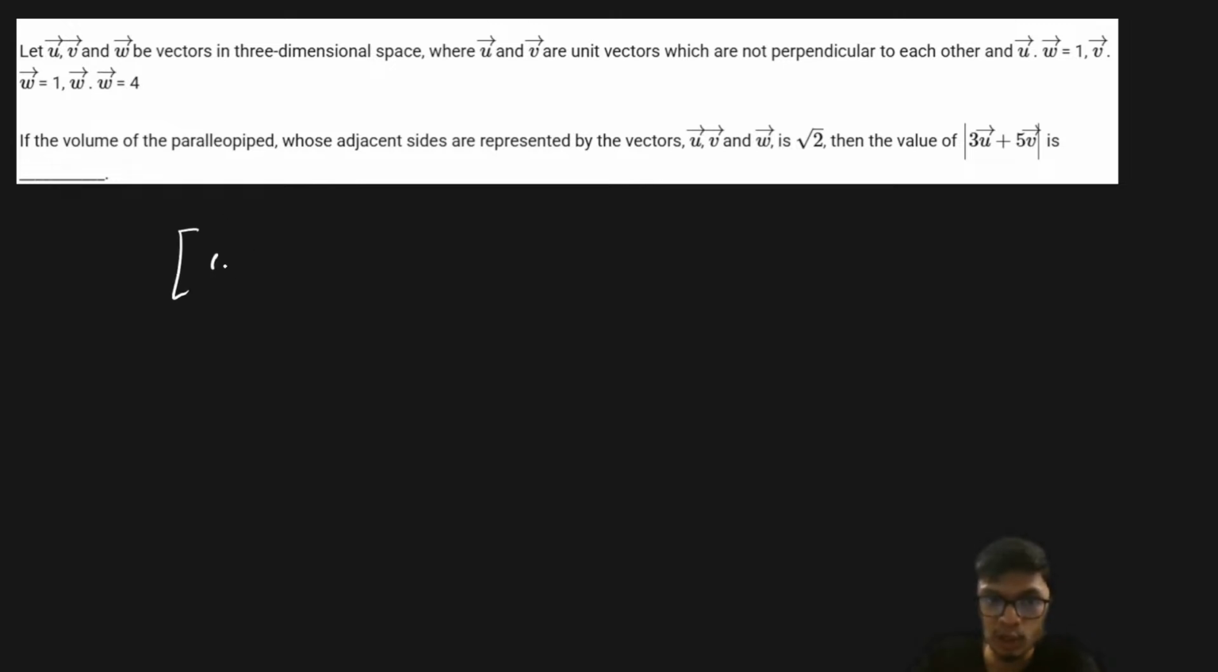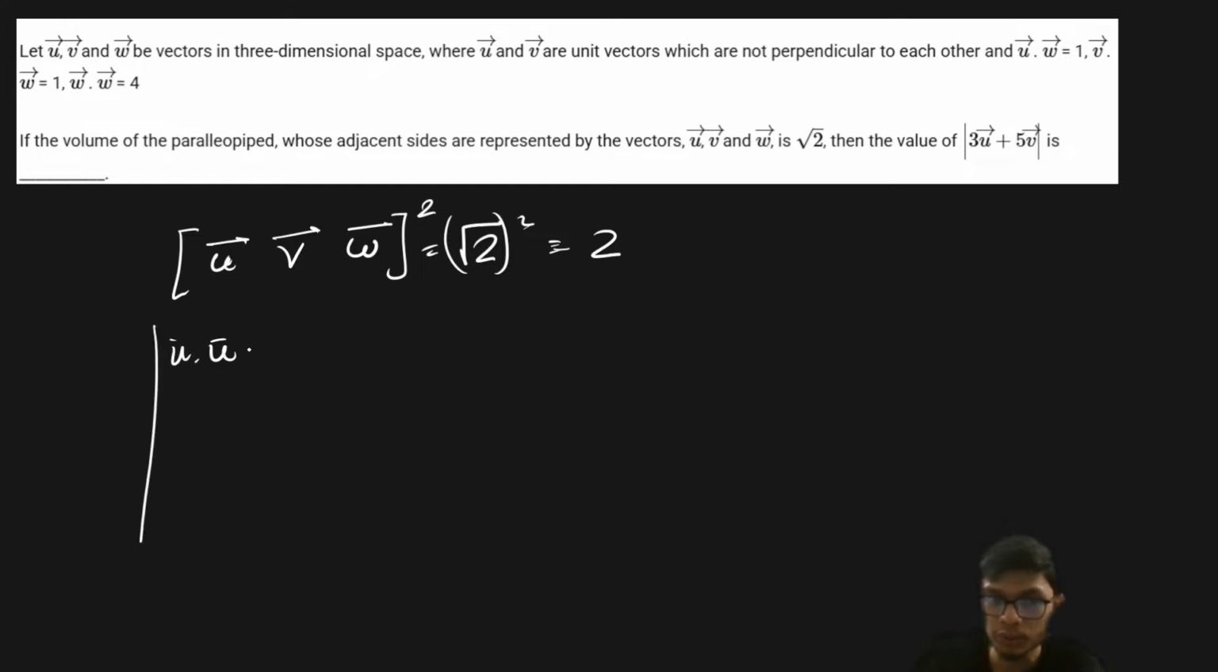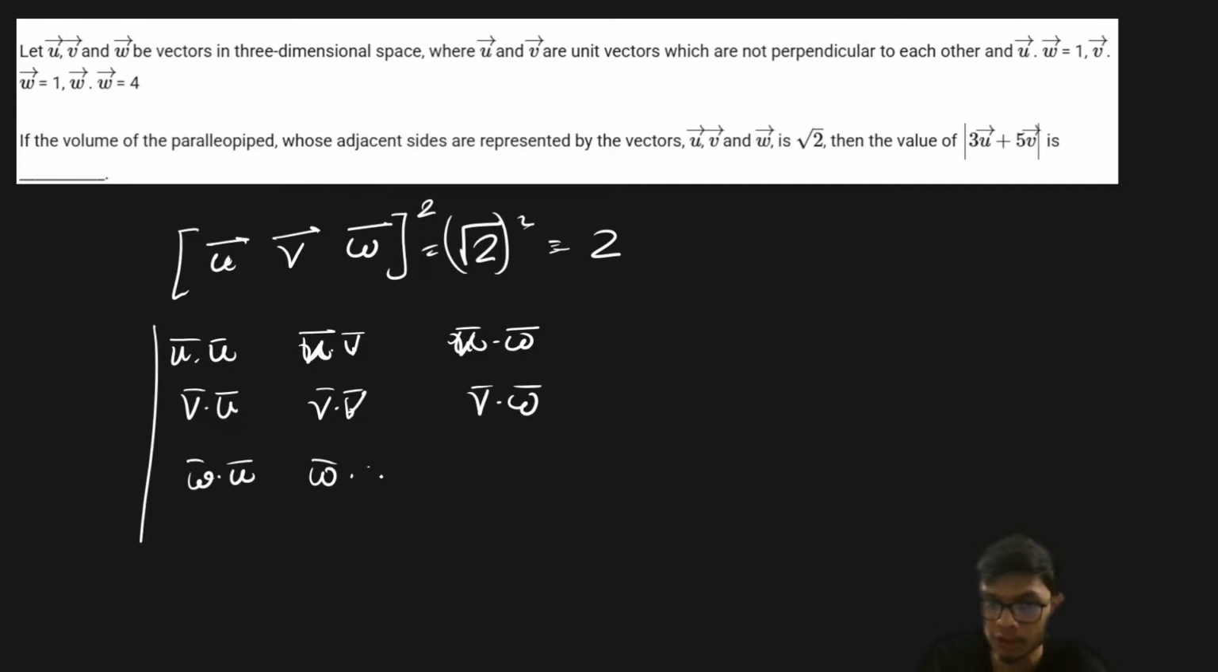First of all, it is said that the volume of the parallelepiped, which is basically given by the vectors u, v, w, is given as √2. Now, if I take the square on both the sides, this particular result is basically equal to the determinant with rows u dot u, u dot v, u dot w; v dot u, v dot v, v dot w; w dot u, w dot v, w dot w. And that particular determinant is equal to 2.